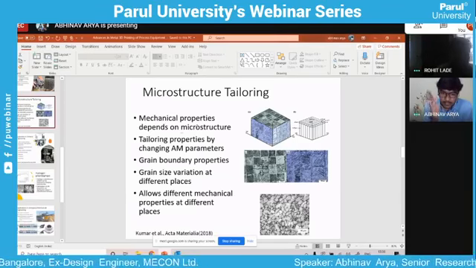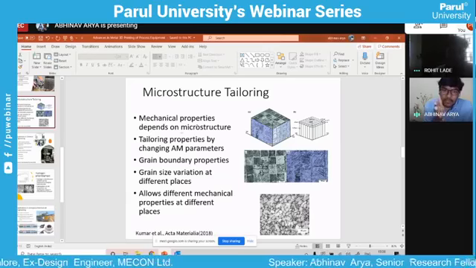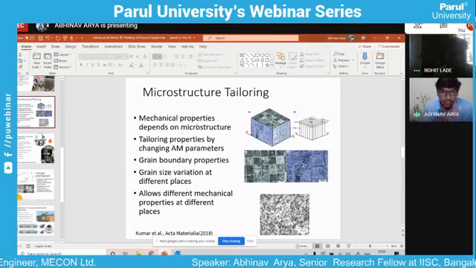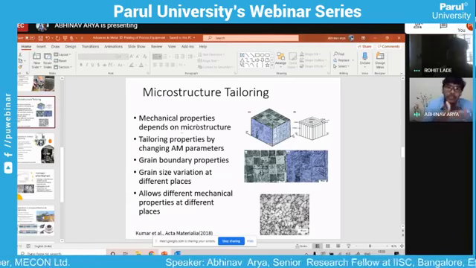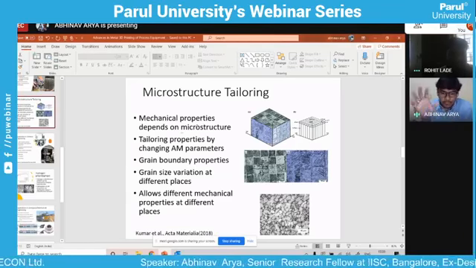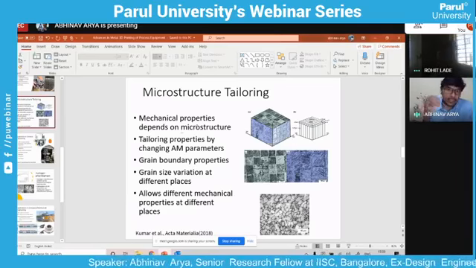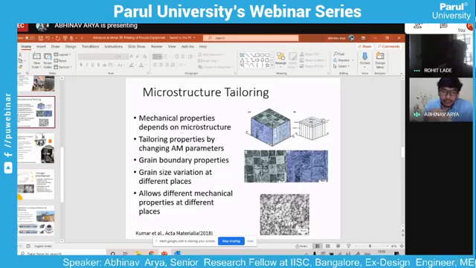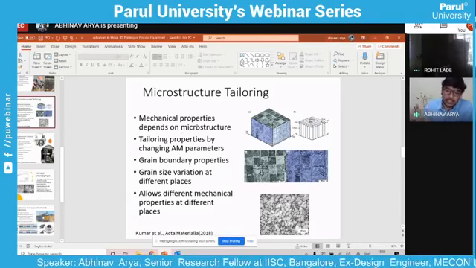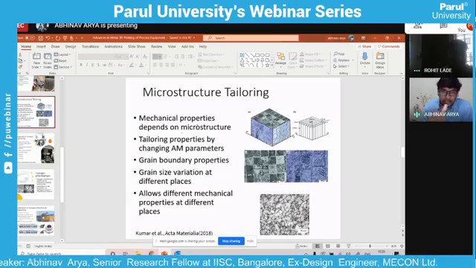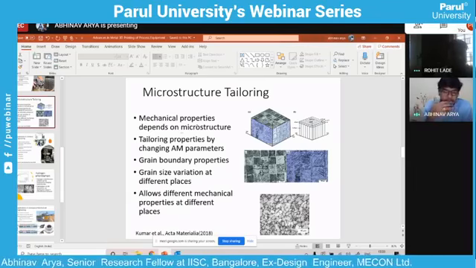The thing is, for metals, the mechanical behavior completely depends on the microstructure. There are other properties also, but microstructure is the main thing that dictates the mechanical behavior. So by tailoring the microstructure, we can enhance the mechanical behavior of the material, and that's what various researchers are trying to do.